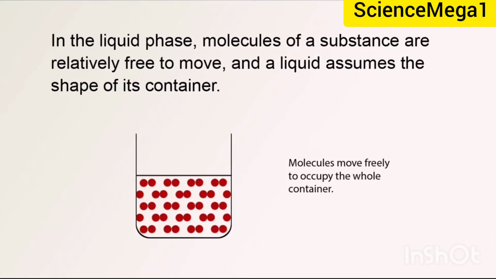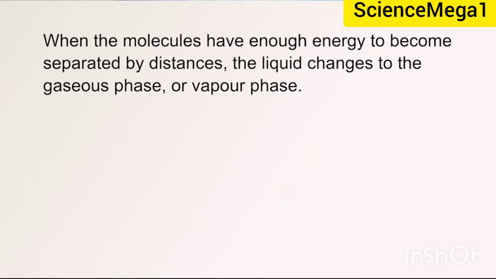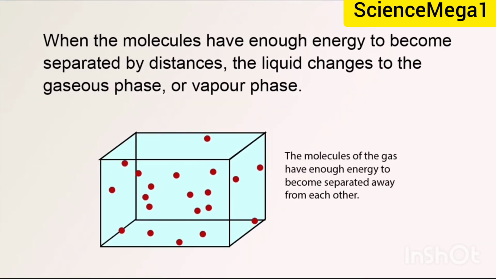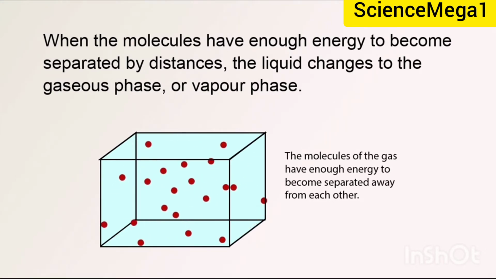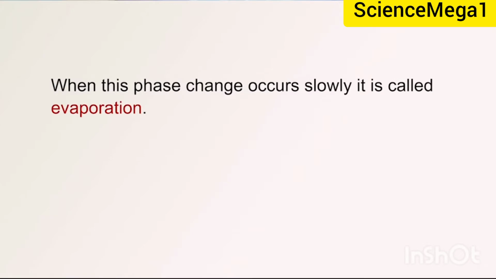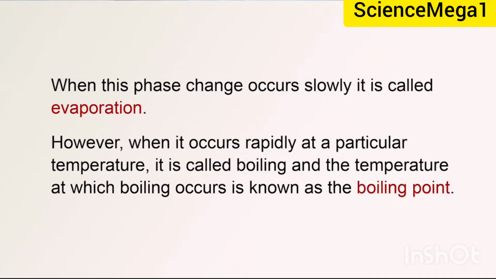In the liquid phase, molecules of a substance are relatively free to move, and a liquid assumes the shape of its container, just like the illustration we saw earlier. When the molecules have enough energy to become separated by distances, the liquid changes to the gaseous phase or vapor phase. When this phase change occurs slowly, it is called evaporation. However, when it occurs rapidly at a particular temperature, it is called boiling, and the temperature at which boiling occurs is known as the boiling point.